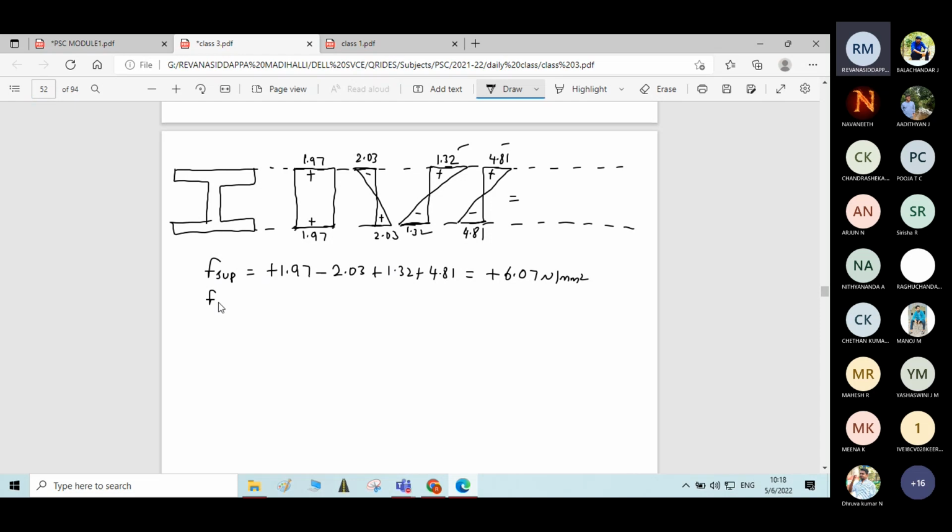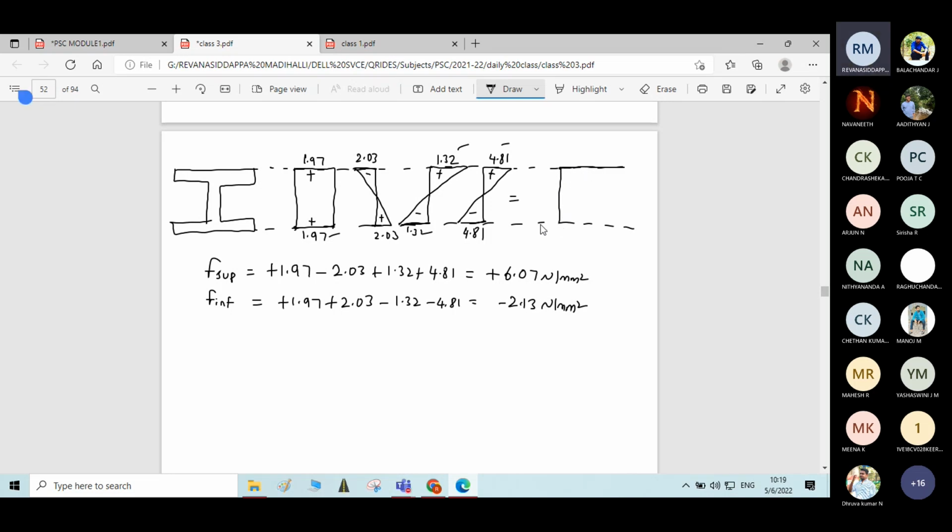Similarly, you can calculate stresses at the bottom fiber. F inferior is plus 1.97, then plus 2.03, then minus 1.32, minus 4.81. If you calculate, you will get minus 2.13 Newton per mm square. If you know the values, then only you will be able to write the proper diagram. So let me write the reference line. This is the reference line. At the top fiber, it is plus 6.